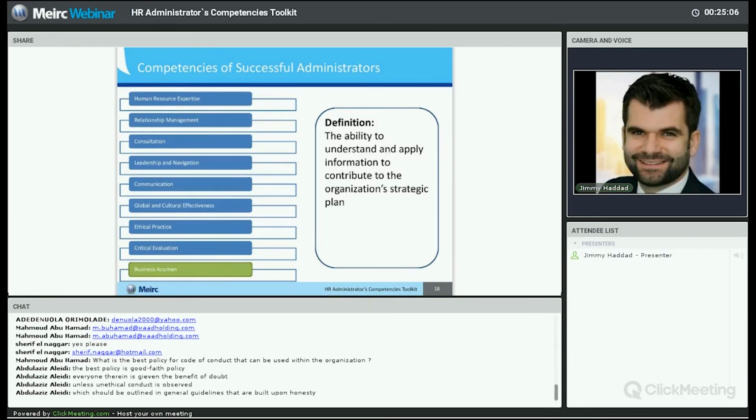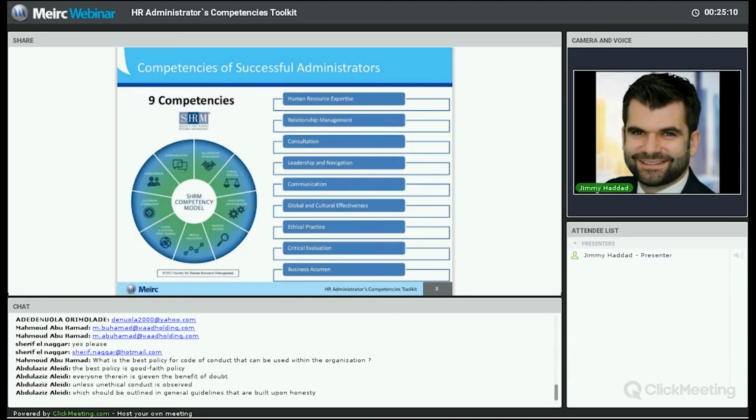For me, and hopefully for many other HR professionals, more specifically administrators, these 9 competencies are the starting point of your role as an HR administrator. For me, these are the ingredients. For those who want to be successful in such a domain, make sure that you assess yourself on these 9 competencies and always ask yourself, what's my current level when it comes to human resource expertise?